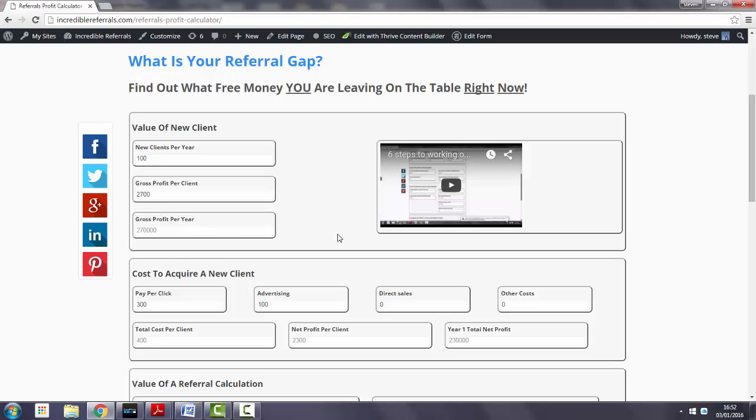Don't worry too much about this, it's much easier to see as we scroll down to the bottom. So then the net profit per client will be £2,300 per client because you've had to take off £400 costs. So then your annual profit is £230,000.